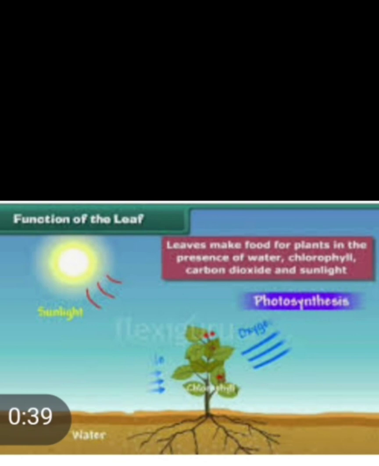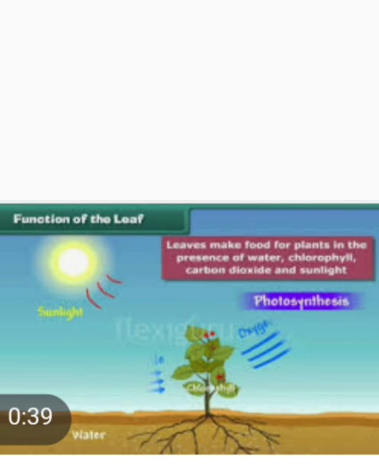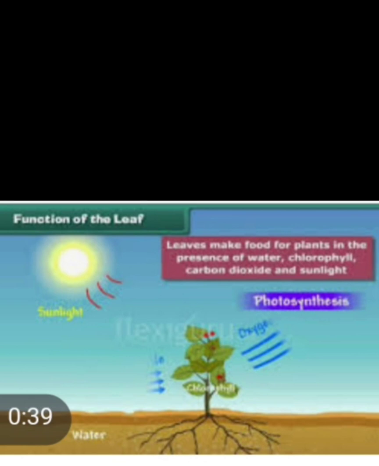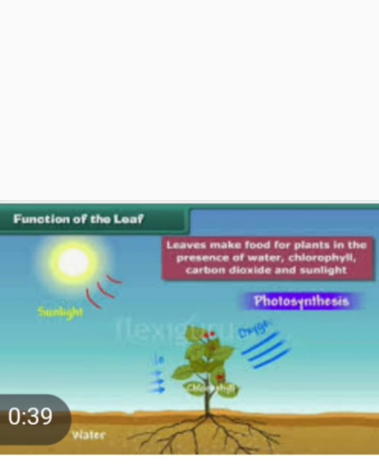Vegetative propagation. In Bryophyllum and Begonia plants, leaf buds develop on the margin of the leaf. The buds fall on the ground and develop into new plants.